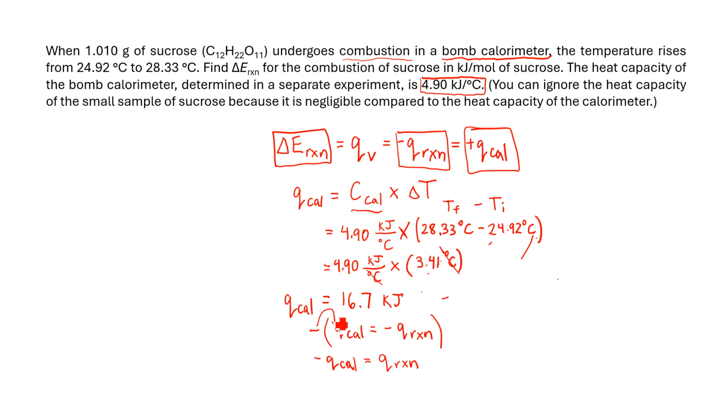Right? The negative just distributes over. You guys know how to do that math, right? When negative distributes over an equation. So if I want to get Q reaction, it is equal to negative QCal. And that basically means if QCal is 16.7, I need to take the negative of that number to get the Q reaction, right? So Q reaction is equal to negative 16.7 kilojoules.